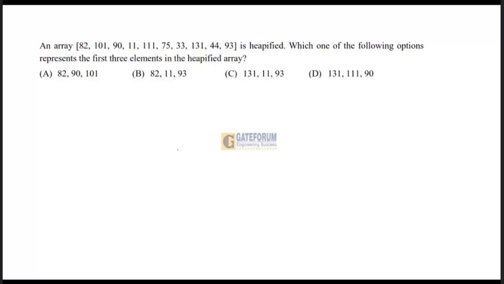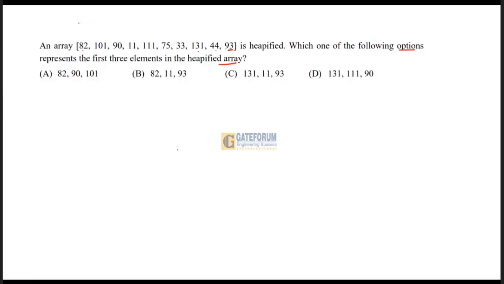The question: an array is given to us which has the following elements: 82, 101, 90, 11, 111, 75, 33, 131, 44 and 95, 93. It is heapified. Which one of the following options represents the first three elements in the heapified array? So if you can see, we need to build a heap tree first.